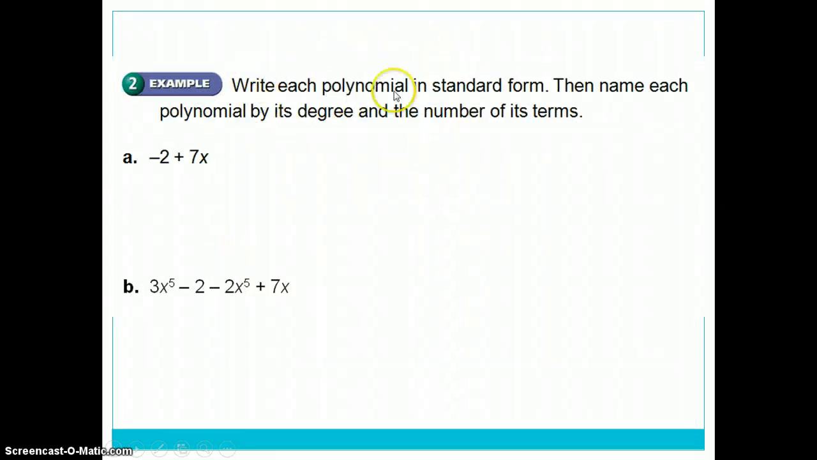All right, so write its polynomial in standard form, then name each polynomial by its degree and number of terms. So, what we have here, I have to put it in standard form. I'm going to try to write this with the mouse again. We'll see how well this works. 7x is the largest monomial, so I write that first, 7x minus 2. All right, that is standard form. This is a linear binomial.